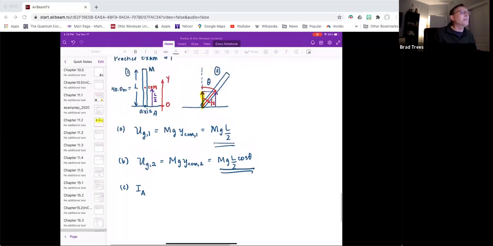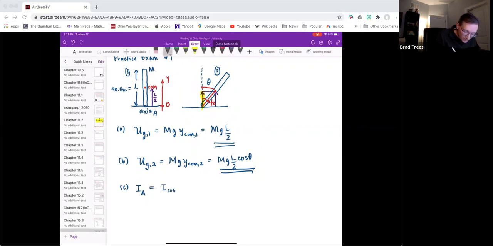Axis A is down at the bottom of the chimney, not through the center. So what do we do? We use the parallel axis theorem. The rotational inertia through the axis A, which is at the bottom of the chimney, is given by the rotational inertia for the axis through the center of mass, plus what your book would write as m times h squared. That's how your book would write the parallel axis theorem.